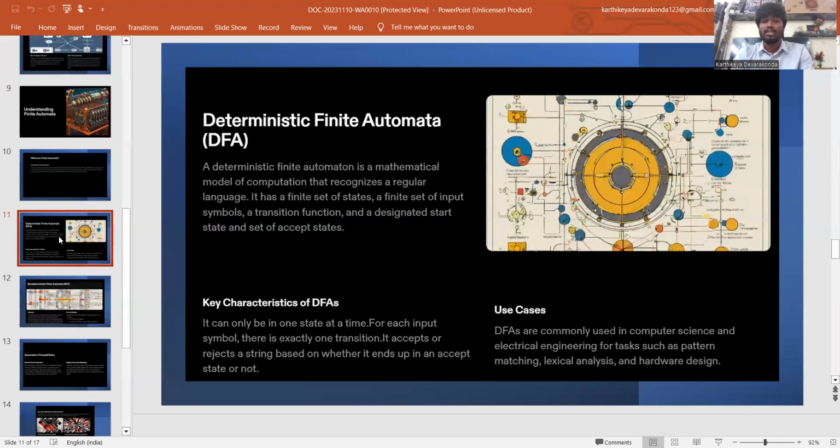Key characteristics of deterministic finite automata. It can only be in one state at a time. For each input symbol, there is exactly one transition state. It accepts or rejects a string based on whether it ends up in an accept state or not. Now, use cases. DFAs are commonly used in computer science and electrical engineering for tasks such as pattern matching, lexical analysis, and hardware design.